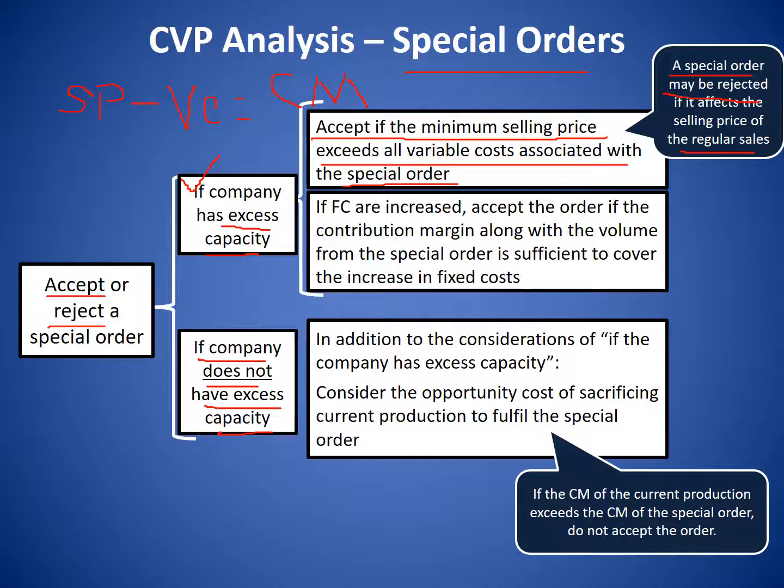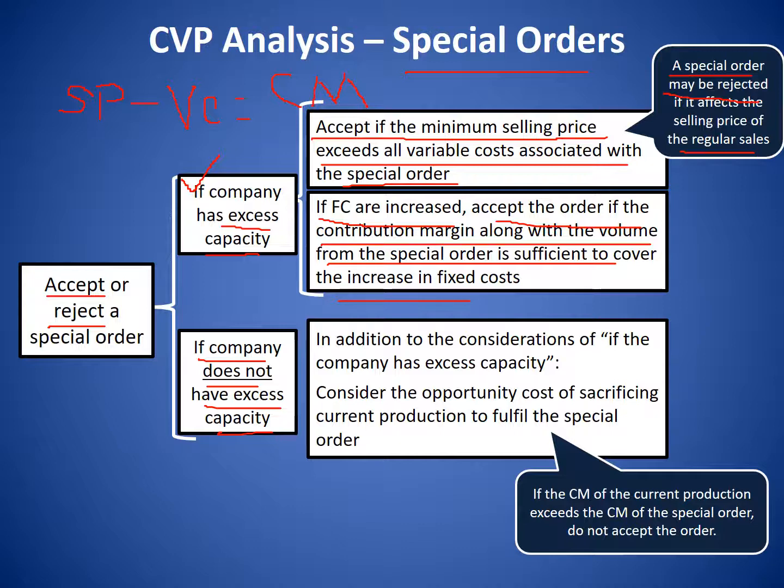Now, the second rule here is if, as a result of that special order, fixed costs are increased, we'll accept the order if the contribution margin along with the volume from the special order is sufficient to cover the increase in our fixed costs.